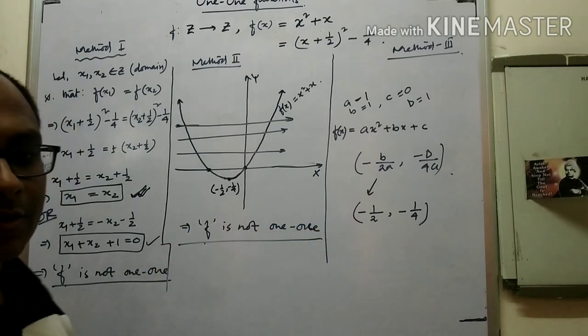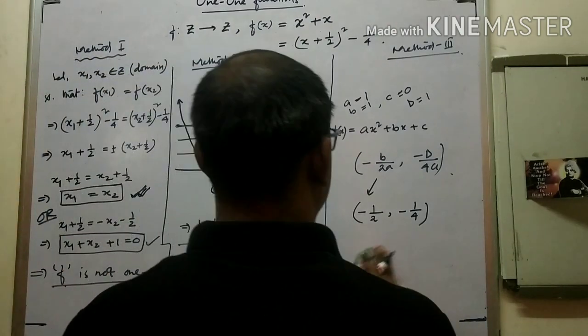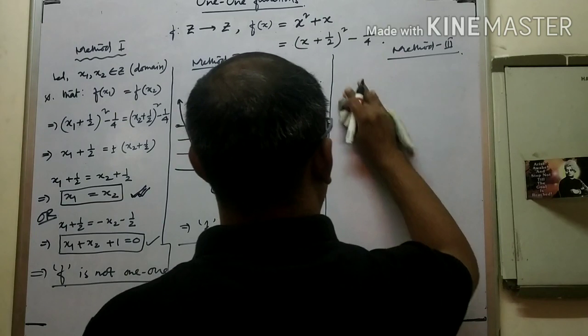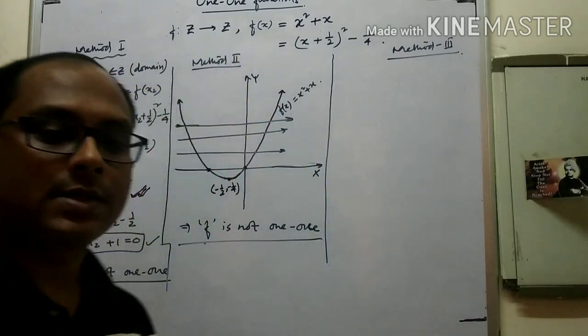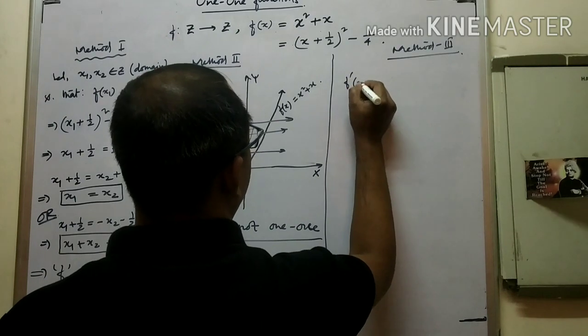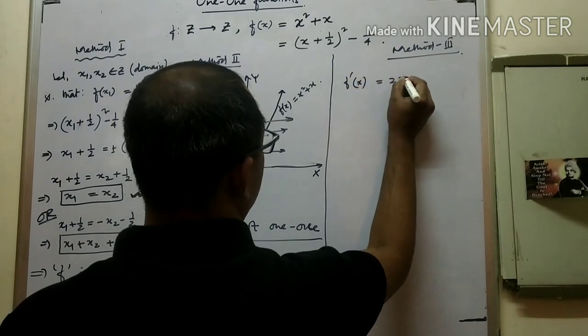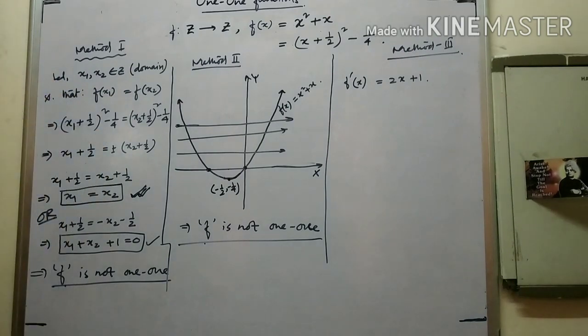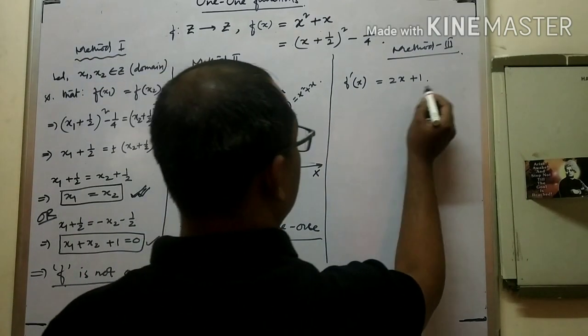Okay, let us go for the third method also. Let us discuss that also. Method 3. So what we do in the third method, we find out the derivative of the given function. So let us do it. f'(x) will be equal to 2x plus 1. Now we have to check whether it is positive or negative.